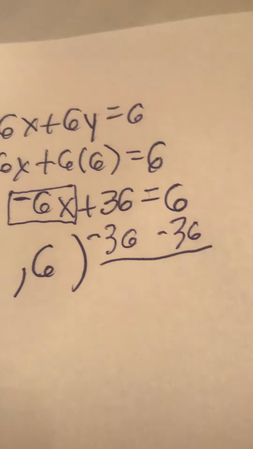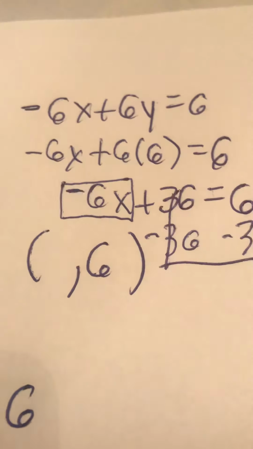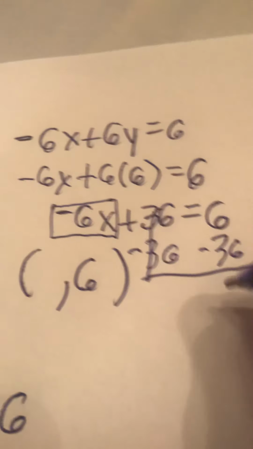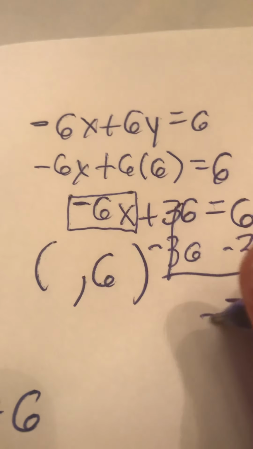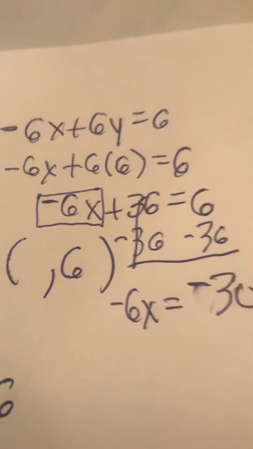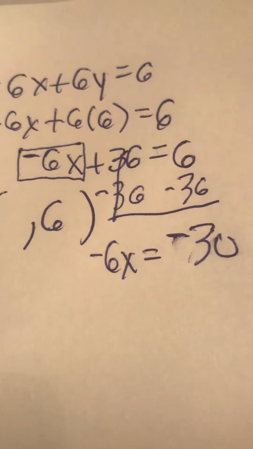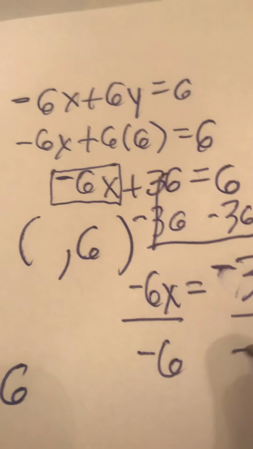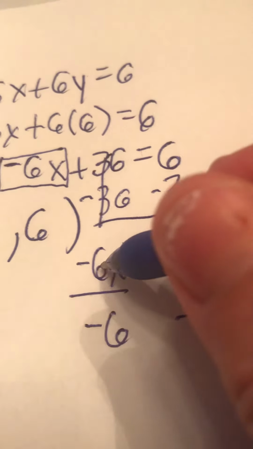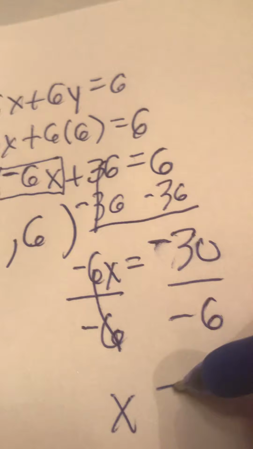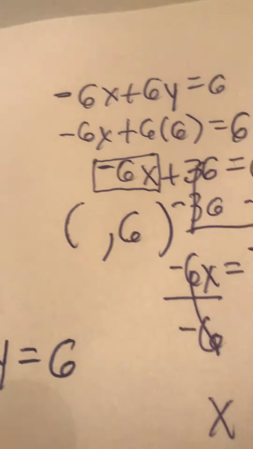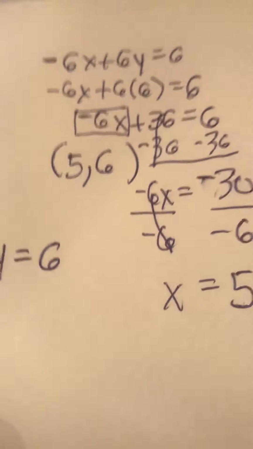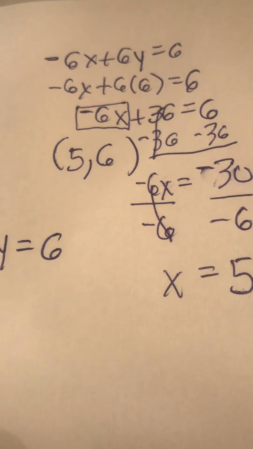Give myself some room here. Those cancel. And we get 6 minus 36 is -30. We bring down the -6. So now we have one step we need to do. So we're going to divide by -6. -6 divided by -6 just leaves us with 1x. And -30 divided by -6 is 5. So my solution to my first equation is 5, 6.